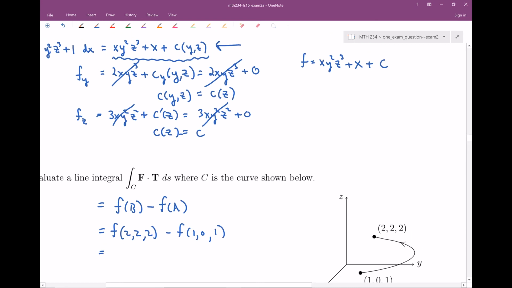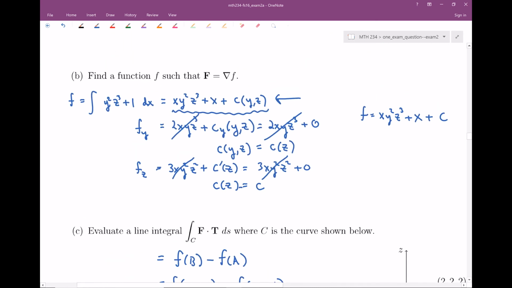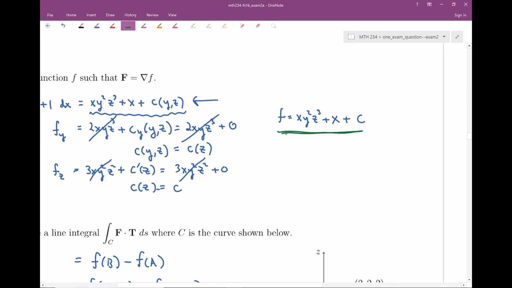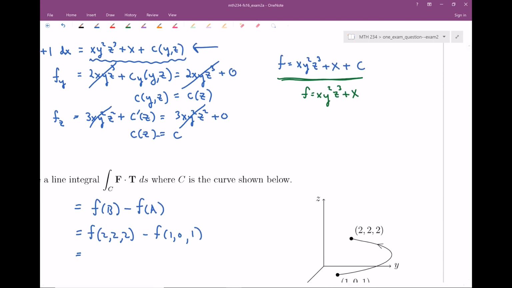So f of 2, 2, 2. I go back here, and as a quick second side note, it does say find a function. In particular, I want to emphasize a function. So in this case right here, this is the most general potential function, but we don't need the most general potential function. We can just do any old function. So in particular, I'm going to be using xy squared z cubed plus x, that is choosing my c to be equal to 0. You can choose your c to be 5 or negative 100 or whatever you want. All of them will yield the same result, remarkably enough. So I'm going to go ahead and choose the nicest one.